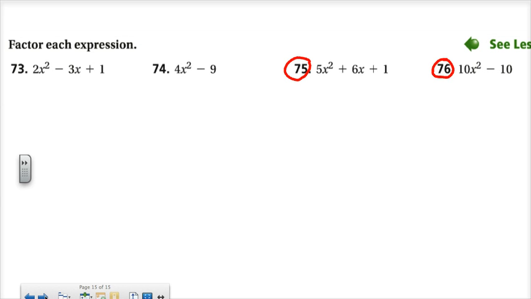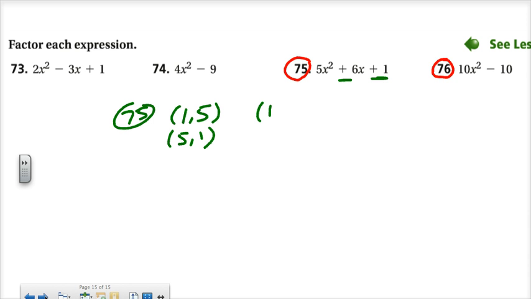Numbers 75 and 76, factoring each expression, just to make sure that everybody remembers what they're doing with factoring. And in 75, the first thing I'm looking for is, can I factor out a common monomial? Because I sure would like that 5 out of there, but can't do it. So in the front, I need the combinations of numbers that multiply to 5. Good news, there's only 2 sets. And then in the back, would multiply to a positive 1 and add to a positive. Well, that's 1 and 1. So not going to take us long to figure out this one. And either set there is going to give it to us.